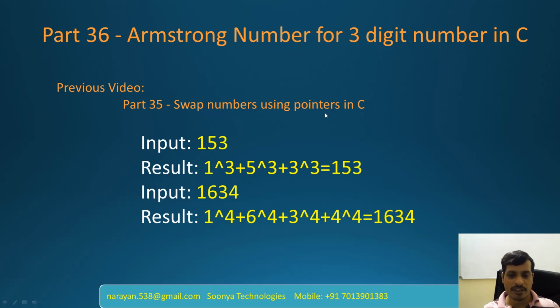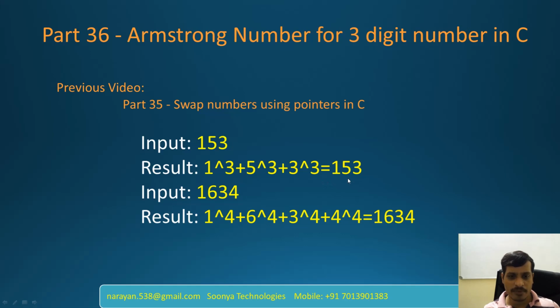What is an Armstrong number? For example, here we have 153. This number contains 3 digits: 1, 5, 3. If the sum of cubes of these digits is equal to 153, then 153 is an Armstrong number. Here 1 cube plus 5 cube plus 3 cube is equal to 153.